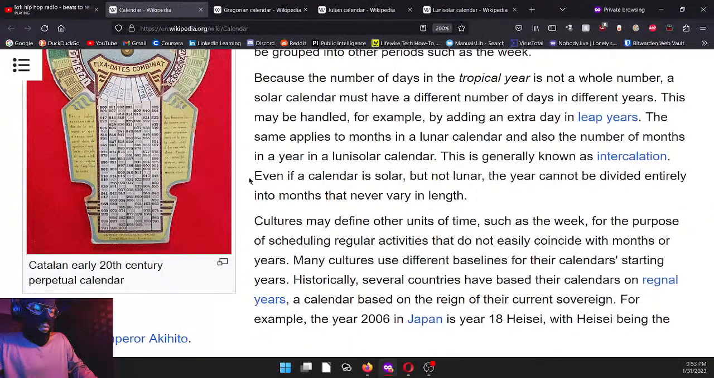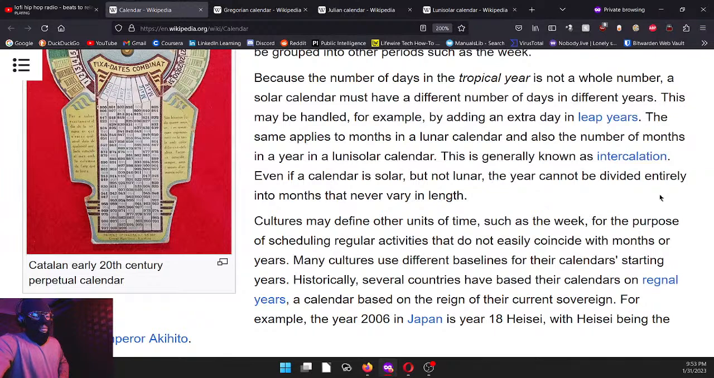The number of days in the tropical year is not a whole number. A solar calendar must have a different number of days in different years. This is generally known as intercalation. Even if the calendar is solar but not lunar, the year cannot be divided entirely into months that never vary in length. Cultures may define other units of time, such as the week, for the purpose of scheduling regular activities that do not easily coincide with months or years.